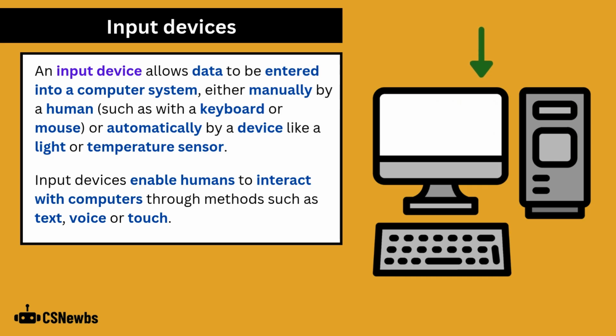An input device allows data to be entered into a computer system, either manually by a human, such as with a keyboard or mouse, or automatically by a device like a light or temperature sensor. Input devices enable humans to interact with computers through methods such as text, voice, or touch.